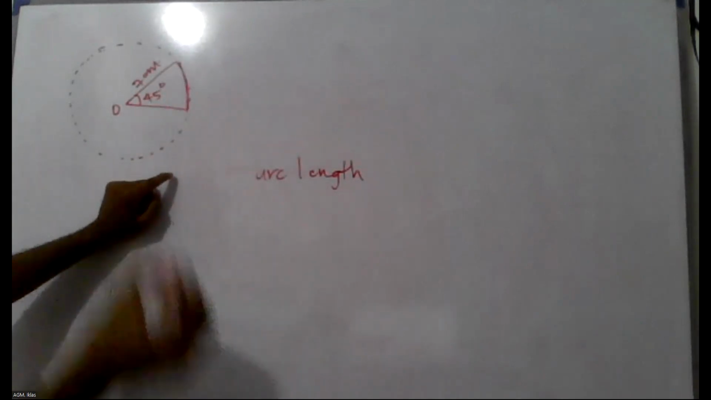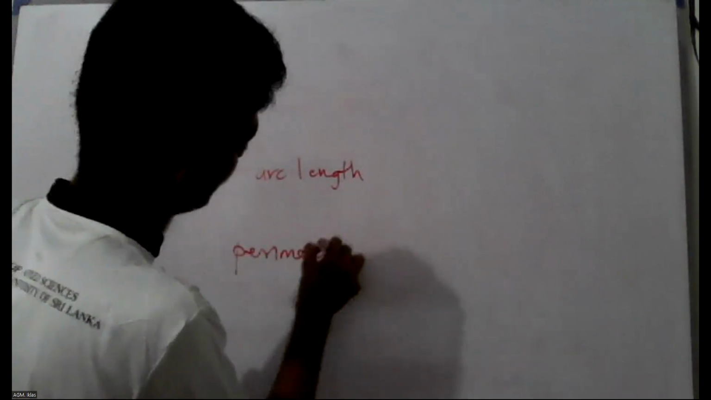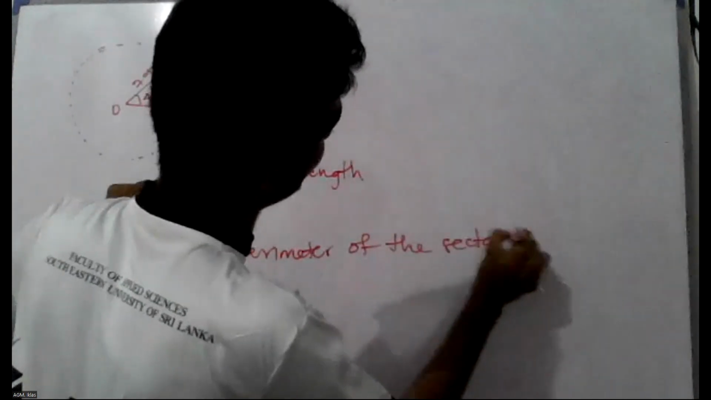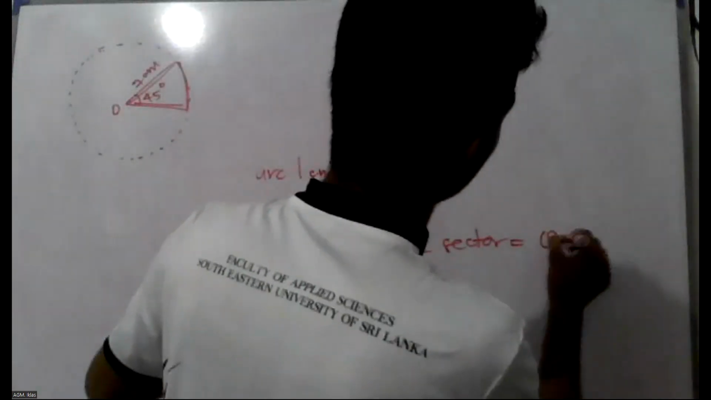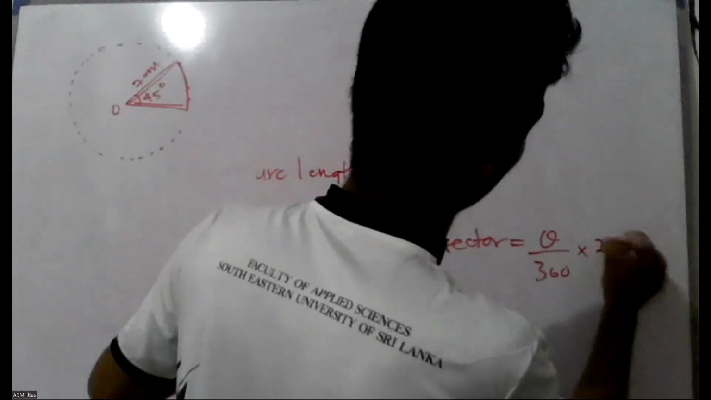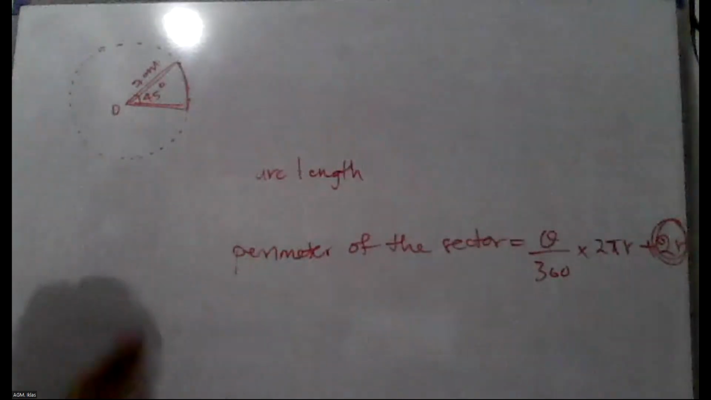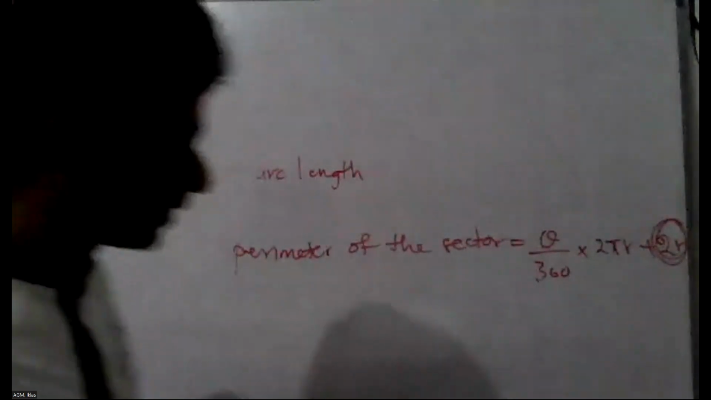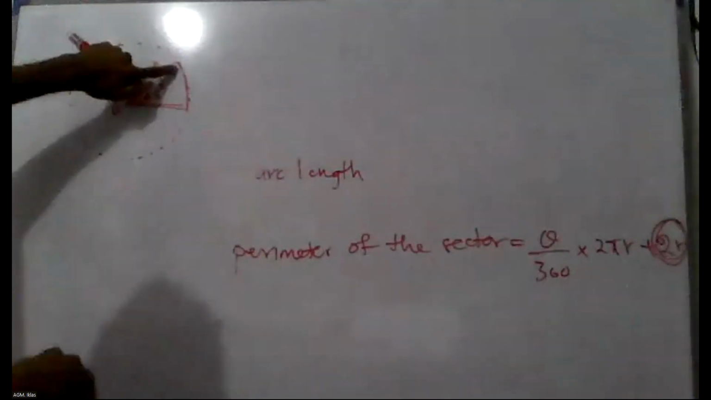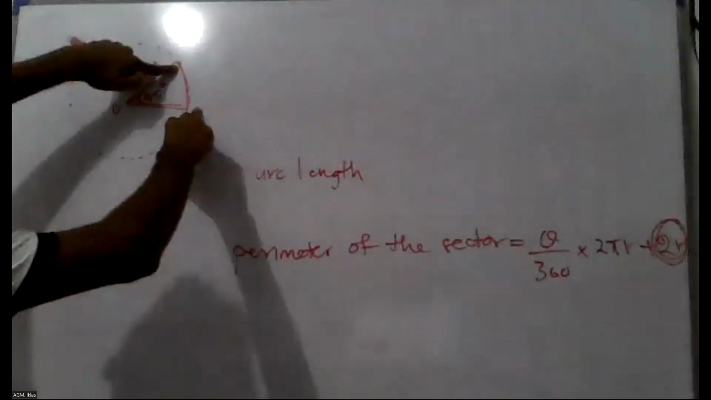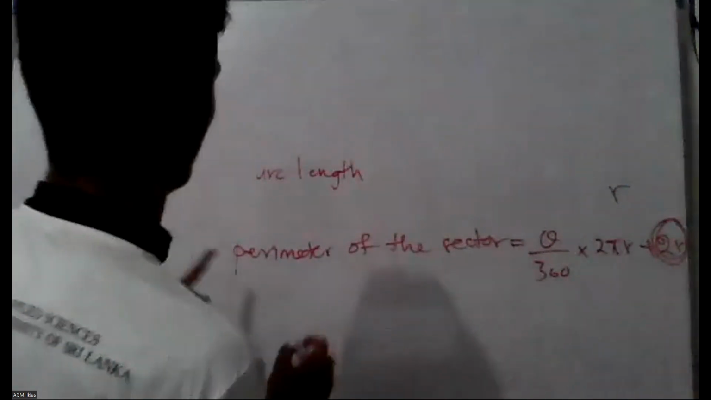If you are asked to find the perimeter of the sector, you need to add these two radii as well. That means perimeter of the sector is equal to theta by 360 into 2 pi r plus 2r. You have to add these 2r in order to find the perimeter, because the perimeter is the length of the outer edge. So starting my journey from here, I have to add this curved length, this radius and this radius.